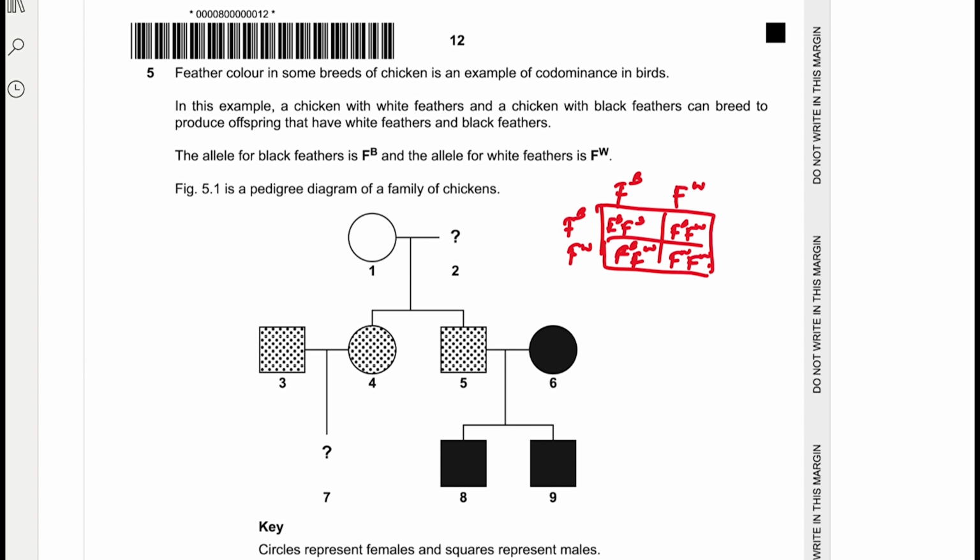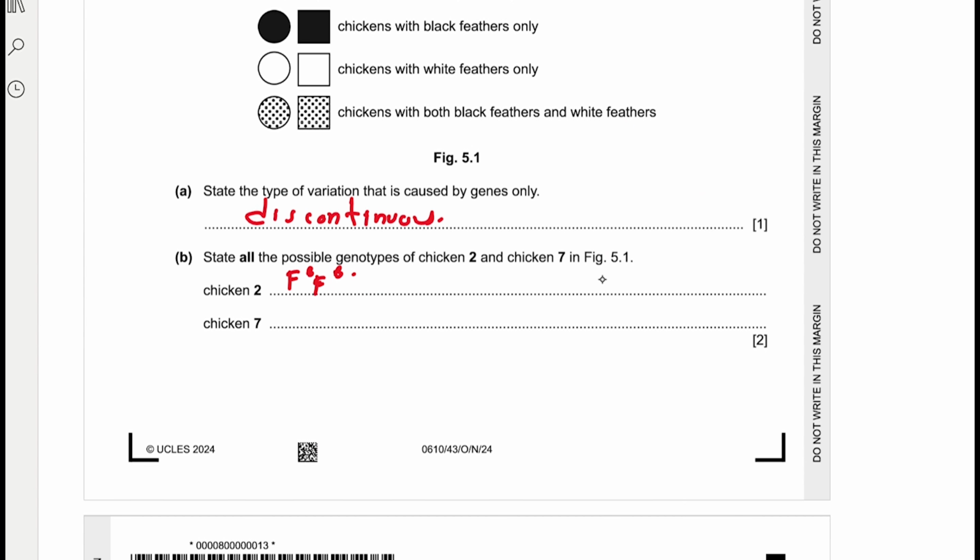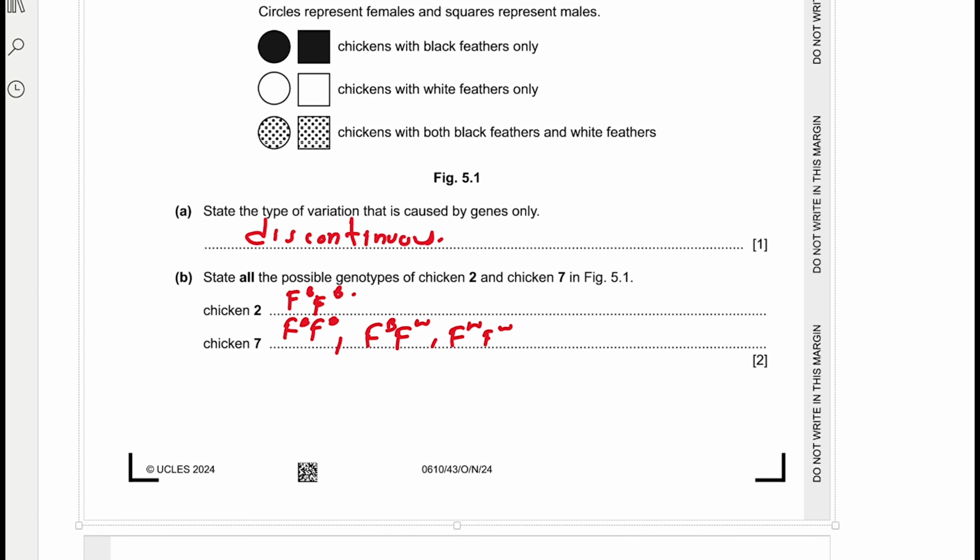So that's what we are going to write over here. Can be black and white, but it can also be white. Yes, those are the possible genotypes. All right, then we go to the next question.